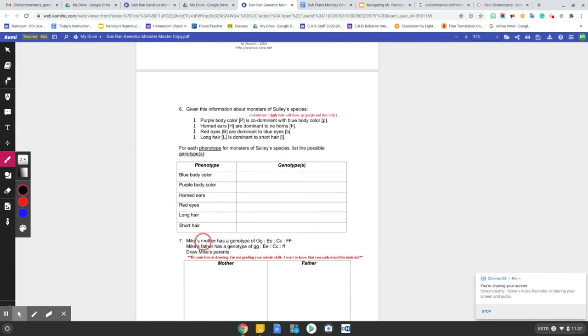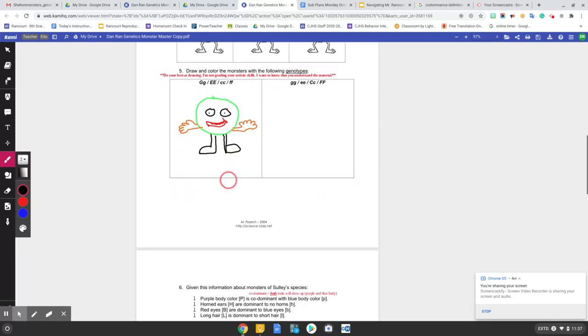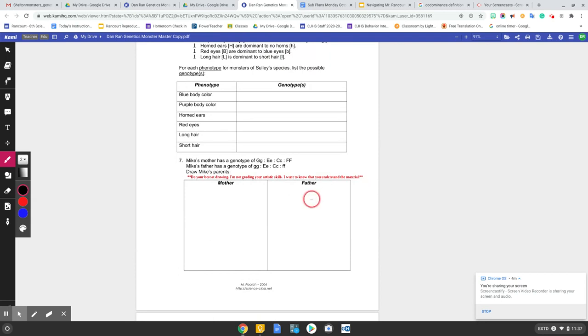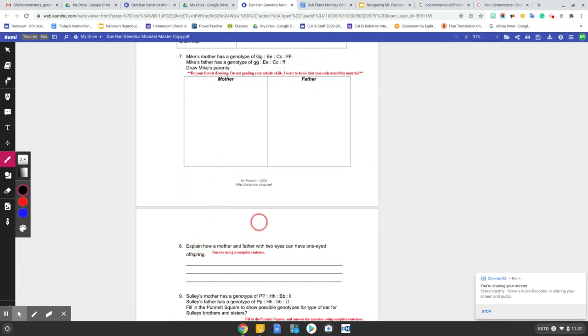Number 7 says Mike's mother has a genotype big G, little e, big E, big C, little c, and big F, big F. Now I want you to draw his parents. So again, you're doing what you did up here, down here. You're just using different examples, okay? Question 8 says, explain how a mother and father with 2 eyes can have a one-eyed offspring, okay? Sit and think about it. If you're struggling, come and see me. I'll be glad to help you.